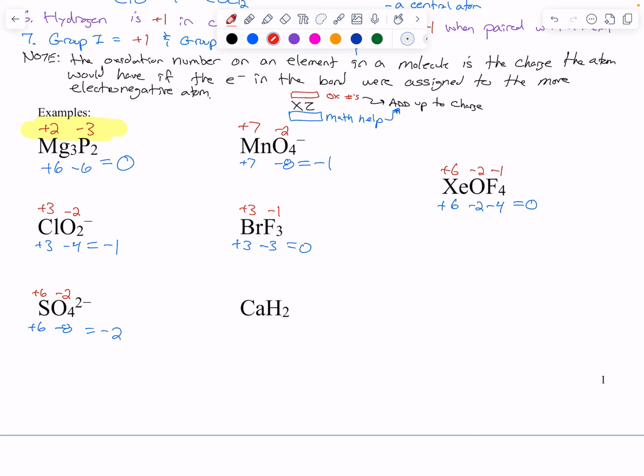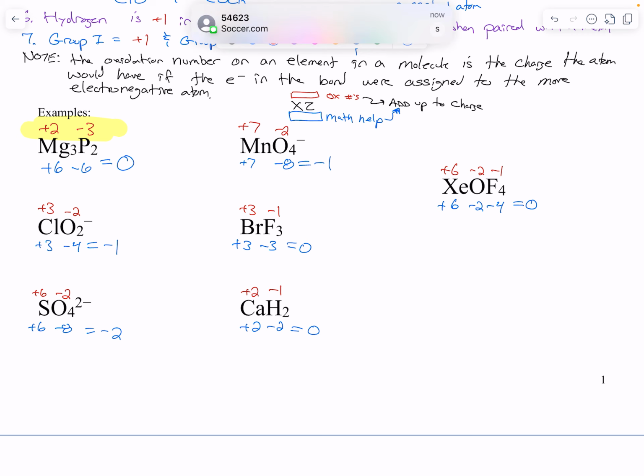And finally, calcium hydride. You see calcium, you can just write plus 2 here because it's a group 2 metal. All right, we do the math though. 0. All right, we know this is plus 2, and so this has to be minus 2. Each hydrogen is minus 1. So when hydrogen's written second, with a metal like this, it's probably going to be negative 1.